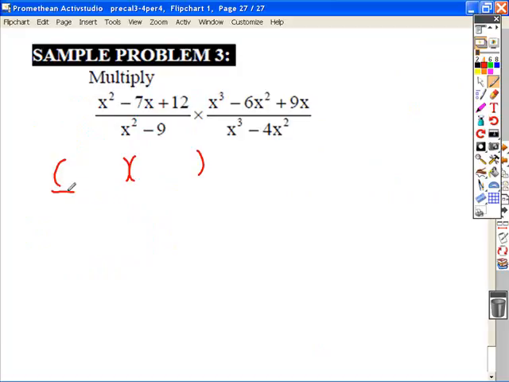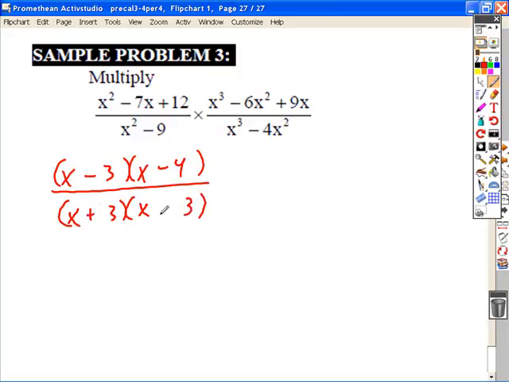So our numerator has binomial factors, the leading coefficient of 1, so we're looking at x and x. What two factors of positive 12 have a sum of negative 7? Negative 3, negative 4. Our denominator is the difference of two squares, so it factors into the sum and difference of the bases being squared. The bases being squared are x and 3. We take the sum times the difference. Again, because we're multiplying here, we can just extend this into one single fraction.